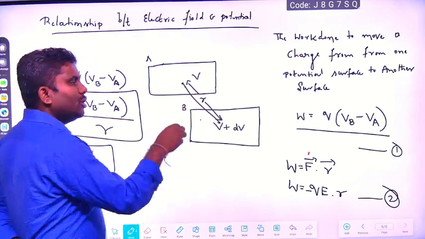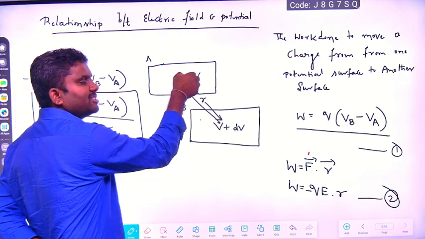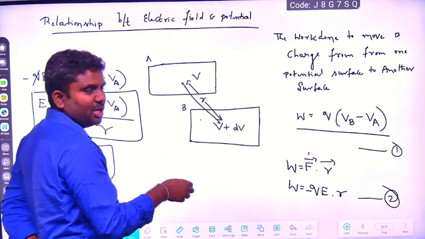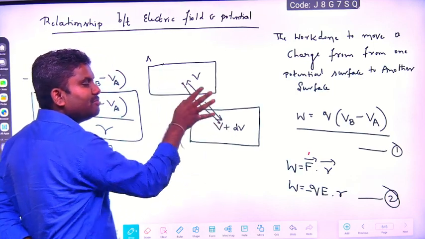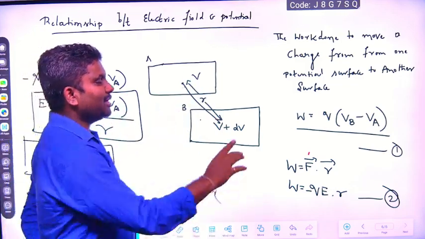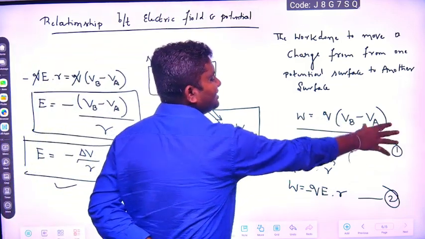What we should do? We should bring a charge from the first plate to the next plate. If you want to move a charge from one plate to another plate, what you need to do? You need to do work, because there is a difference in potential. So what is the work done? Q into VB minus VA.